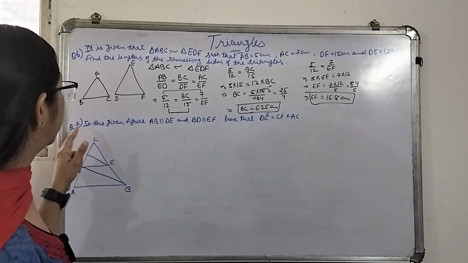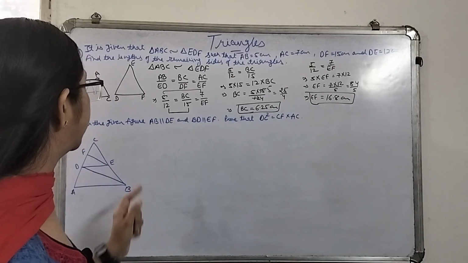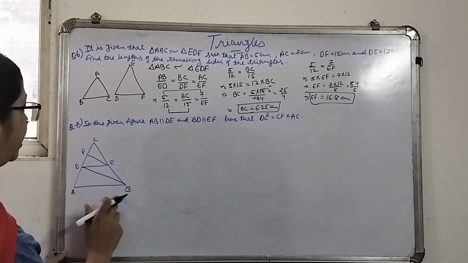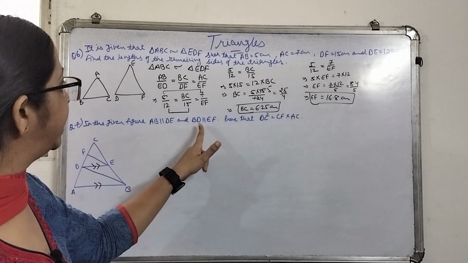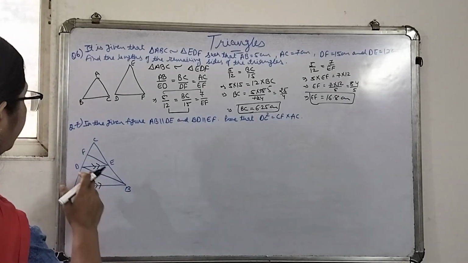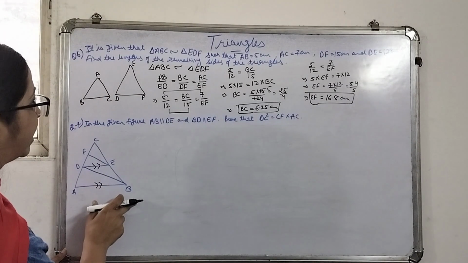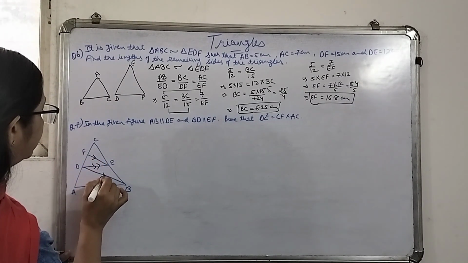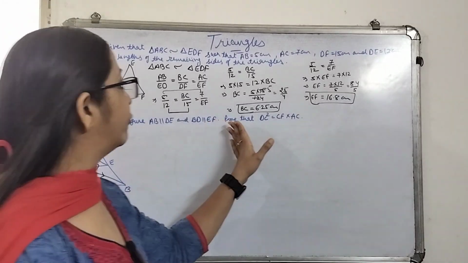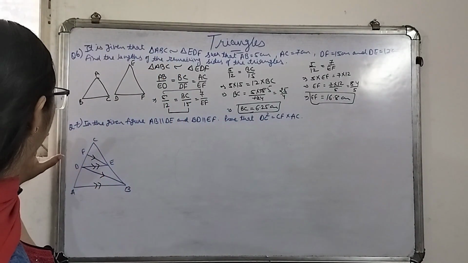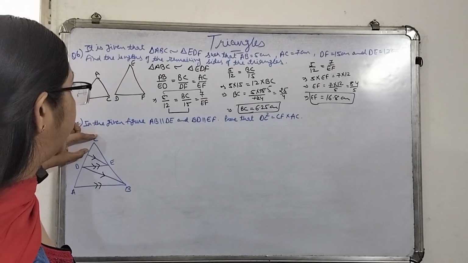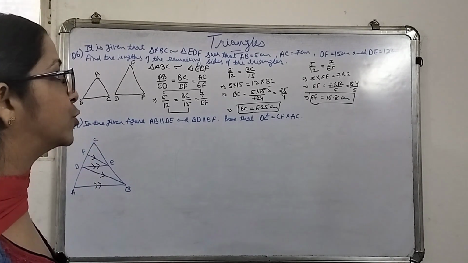The next question. In the given figure, AB is parallel to DE, it is given to us, and BD is parallel to EF. This is parallel to this. It is given to us. We have to prove that DC square is equivalent to CF multiplied by AC. This we need to prove.